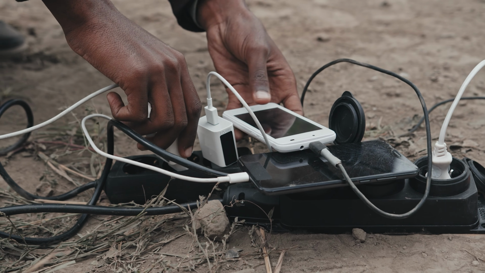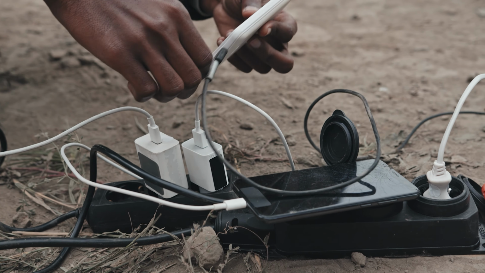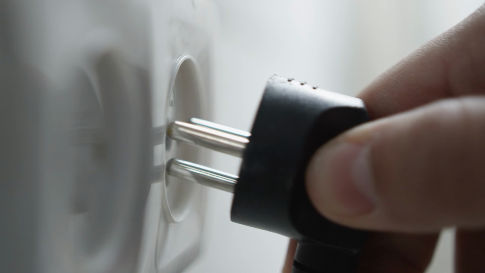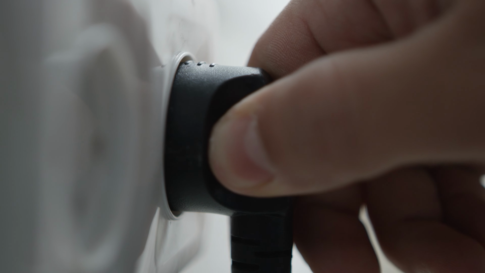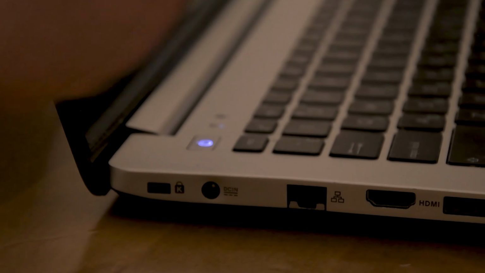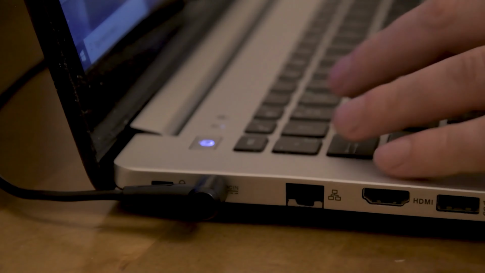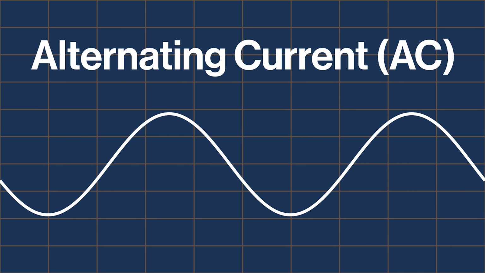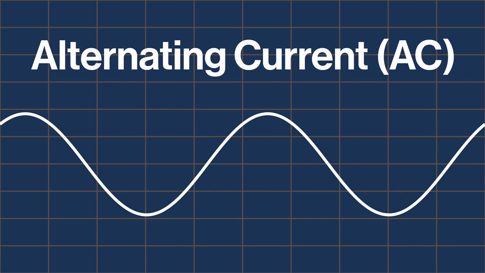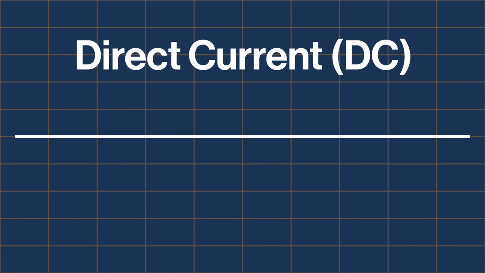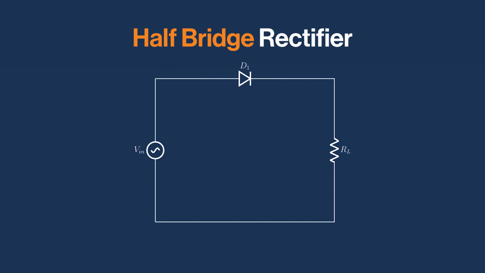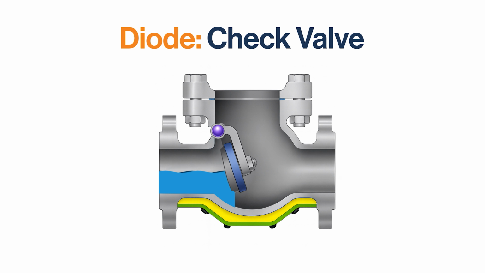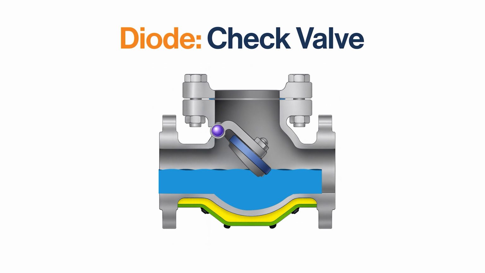Diodes are usually found in chargers. The electricity from a wall outlet is called alternating current, or AC. But devices like phones and laptops run on direct current, or DC. AC flips back and forth between positive and negative. DC stays steady in one direction. To convert AC into DC, we use diodes. A diode acts like a one-way valve. It lets current flow forward, but blocks it in reverse.